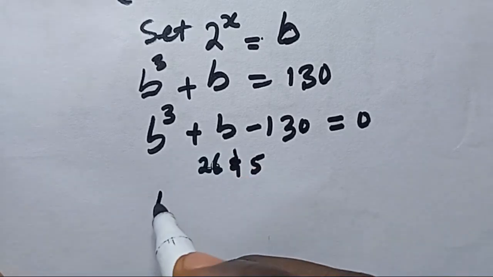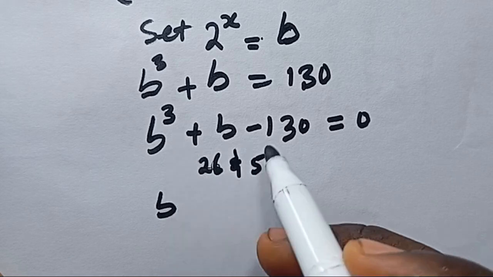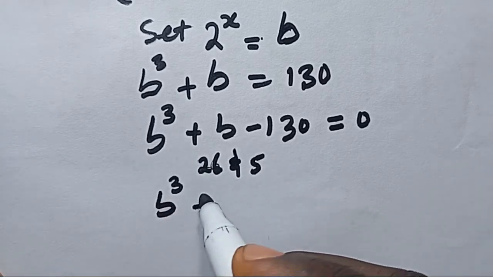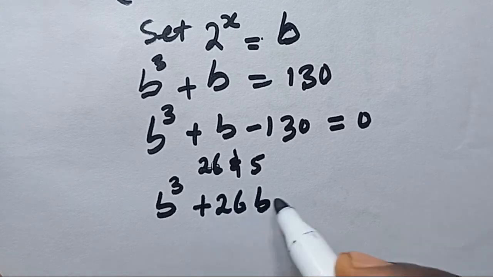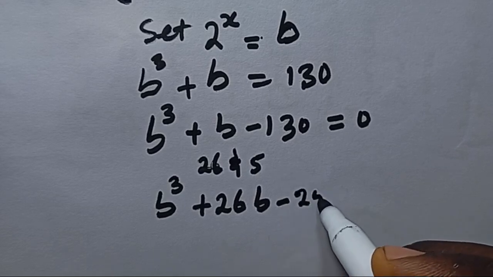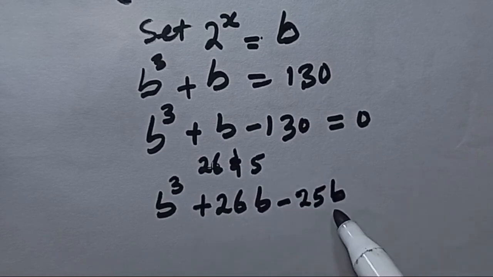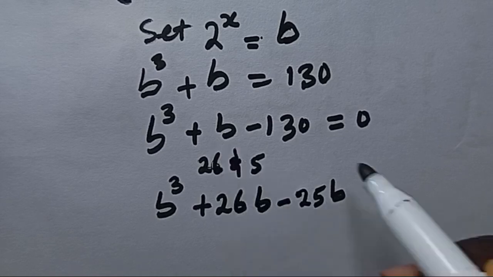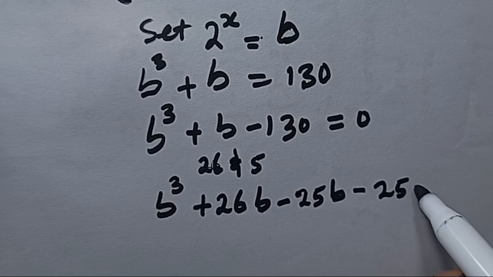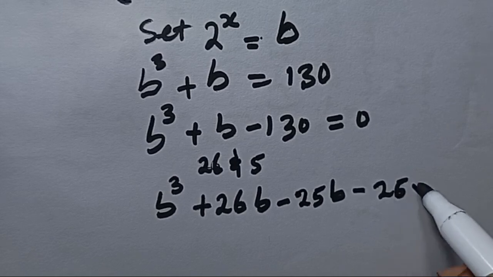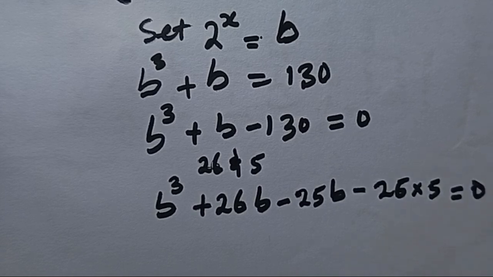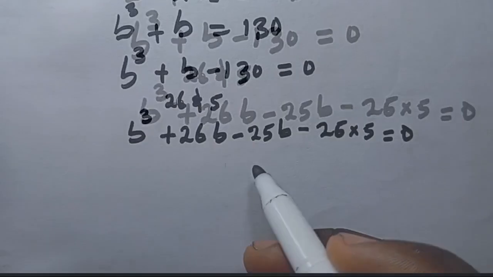So if I replace 130 with the product, what I'm going to be having is b^3 plus, I will write this b as 26b minus 25b. So when you subtract these two things, 26 minus 25, it gives you b. And then in place of 130, I'm going to write 26 multiplied by 5. And this whole thing is equal to 0. Okay, so continue from here.